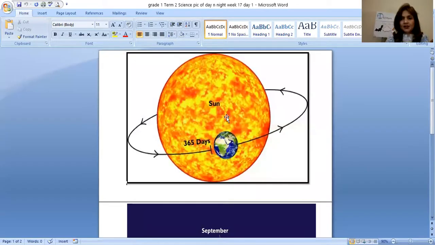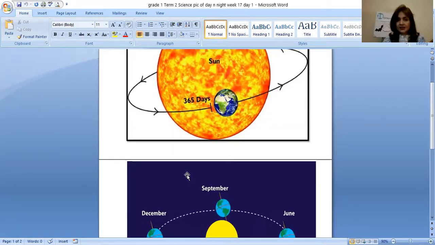Just a minute. Okay. Now, can you see this picture here? This is the sun and this is your Earth, the planet Earth. Now, Earth travels through its axis, this is the axis, all around the sun in 365 days. So when it is nearer to the sun, it is summertime. When it is away from the sun, it is winter, and the different seasons keep on changing. So this Earth completes a circle in 365 days.